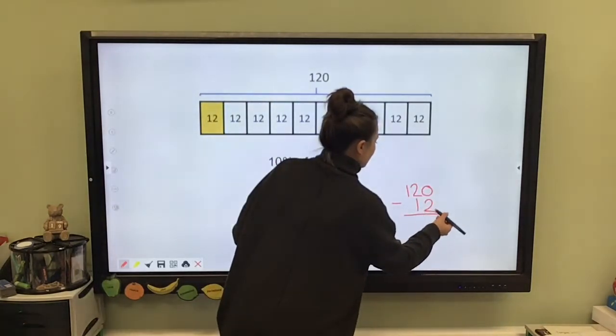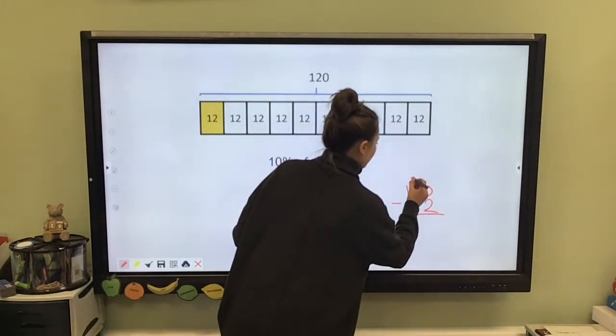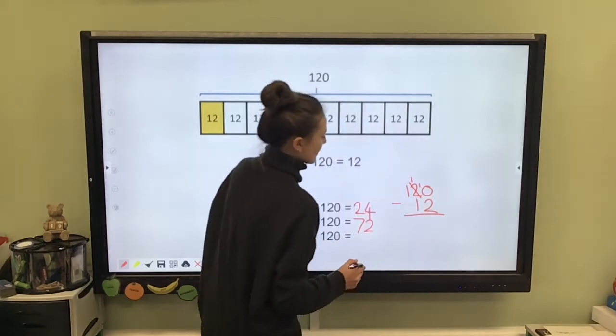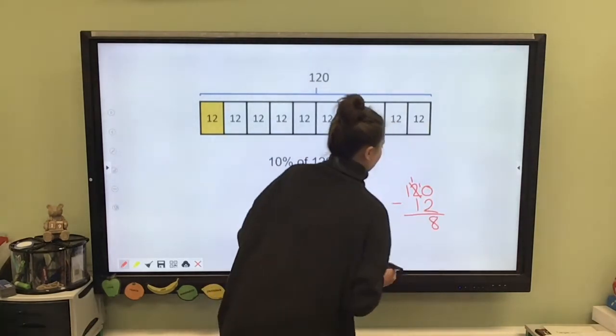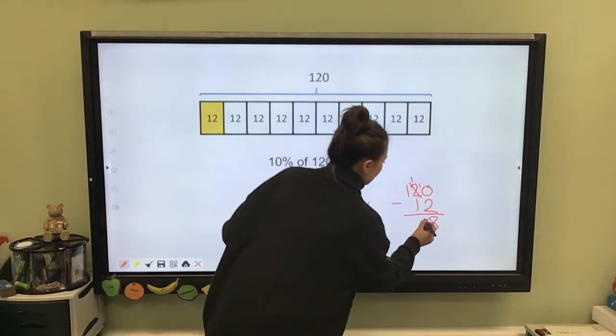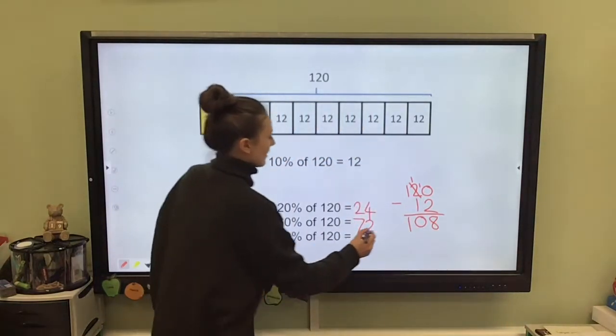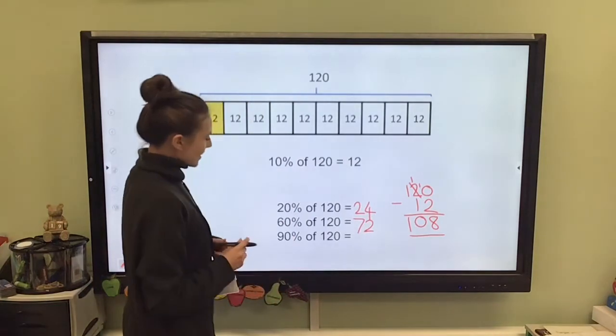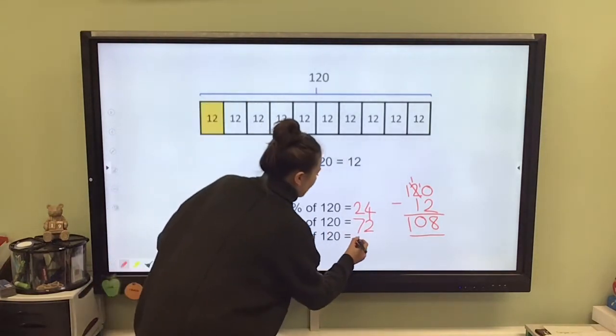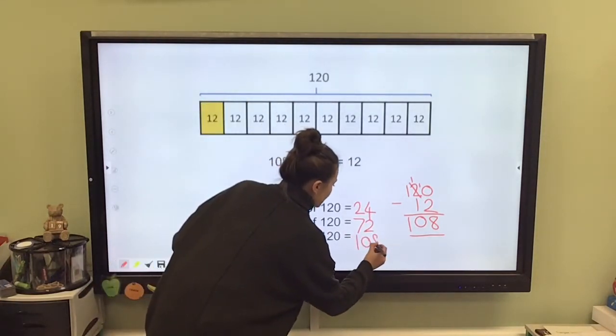Okay, I'm using my column method again for this. So 0 take away 2 I can't do, so I'm going to borrow 1 from here. 10 take away 2 is 8. 1 take away 1 is 0, and my 1 down there. Okay, so 90% of 120 is 108.